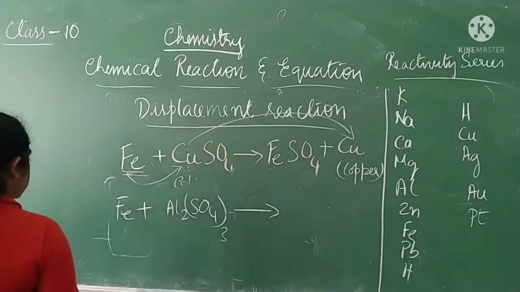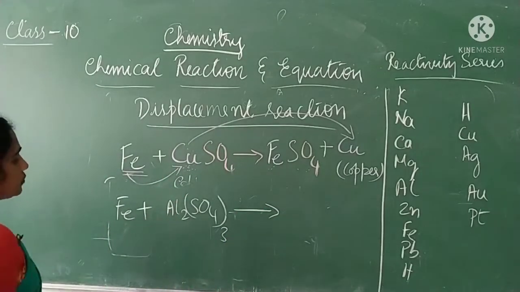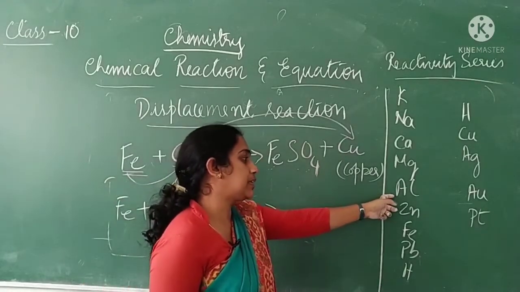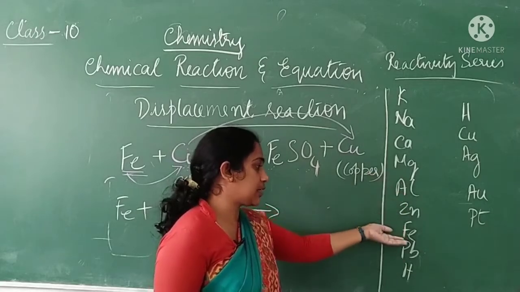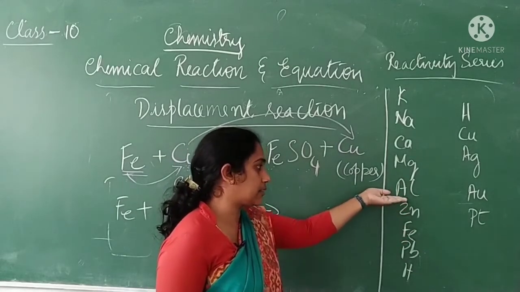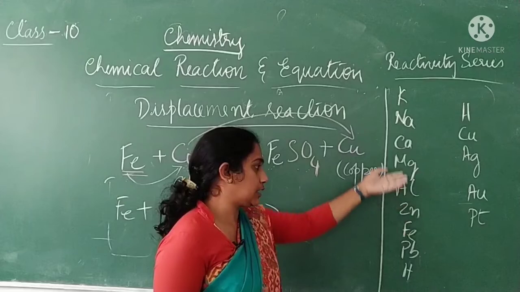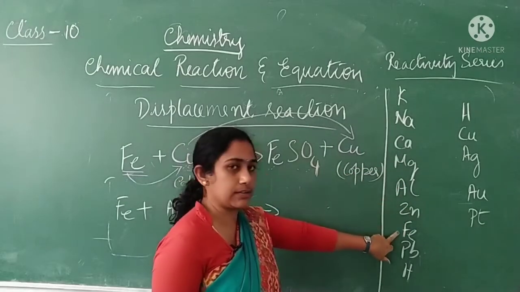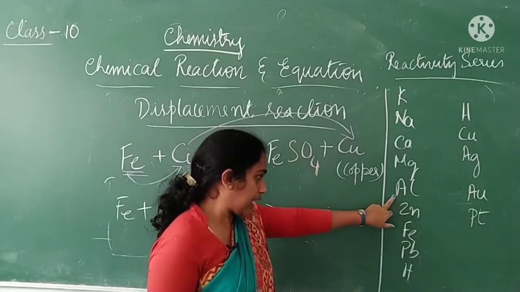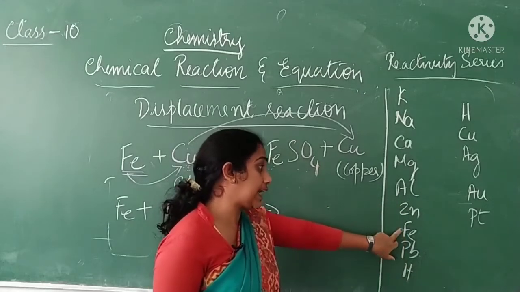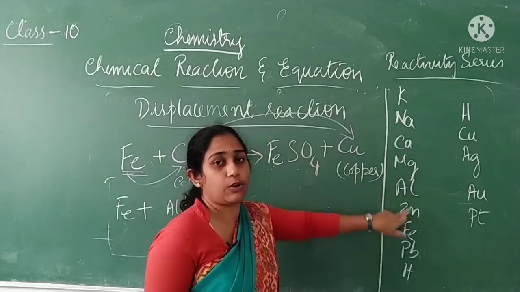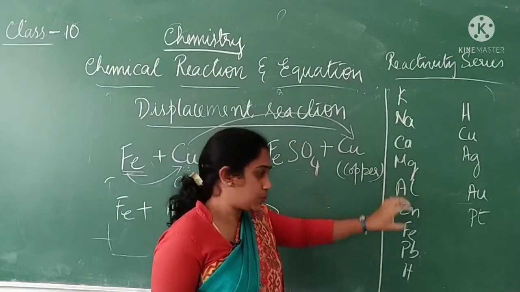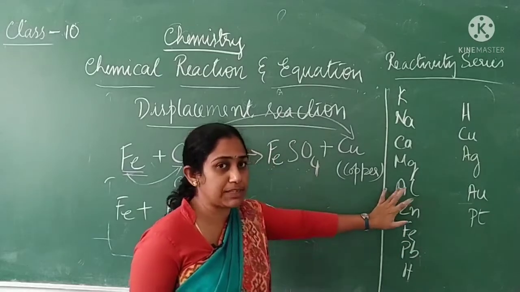So here you can see iron has to displace aluminum. But when you see the reactivity series, where you can find aluminum, aluminum is above iron, so which is coming at the lower level iron, and at the higher level you can see aluminum. So in this reactivity series you can understand that aluminum is more reactive than iron, right? So aluminum being more reactive than iron, do you think that iron can displace aluminum? It cannot displace aluminum because this is more reactive, this is stronger. So iron cannot displace aluminum from its salt solution.